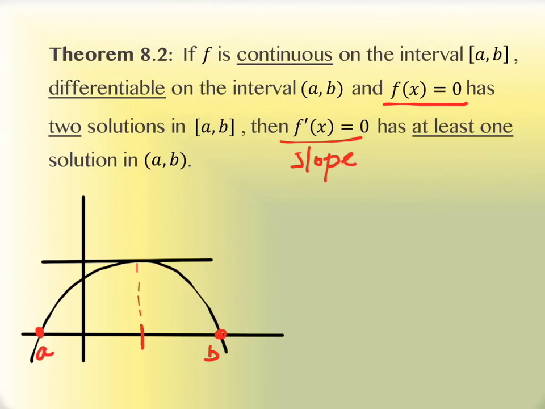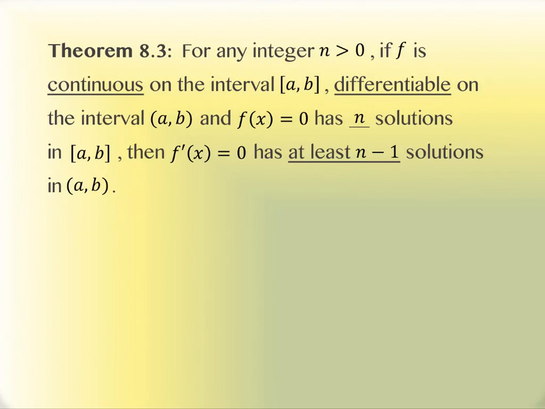Now, there's nothing that says that it just has to cross the x-axis only twice. It could cross the x-axis more than that. So that's what the next theorem is saying. The next theorem says for an integer n greater than 0, f is continuous and differentiable.